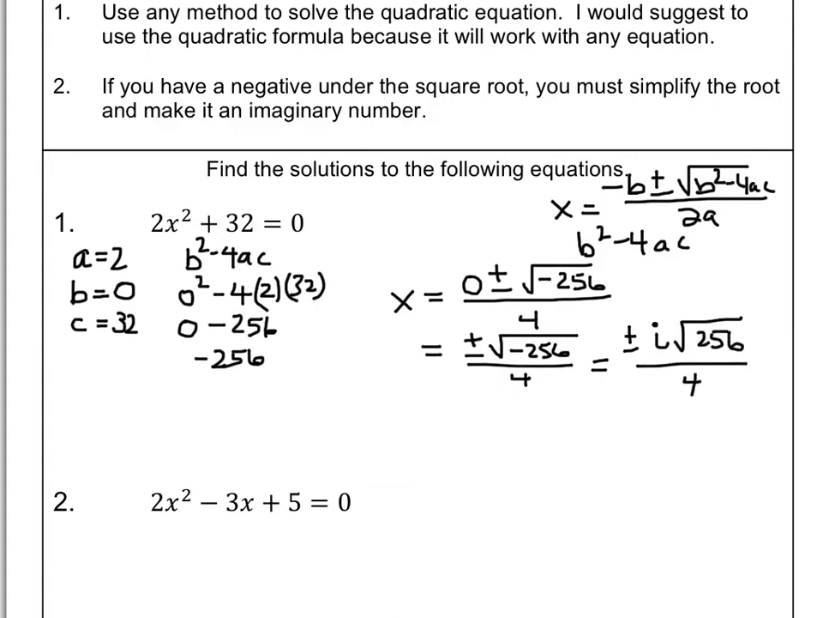If you look on your multiplication chart, 256 is a perfect square. So the square root of 256 is 16. So this is going to be equal to positive and negative 16i divided by 4. I can take 16 and 4 and reduce them. 16 divided by 4 is 4. So this is going to be positive and negative 4i. There's your answer. Okay, so we have now looked at problem number 1, and that's an example of a problem without a middle term.